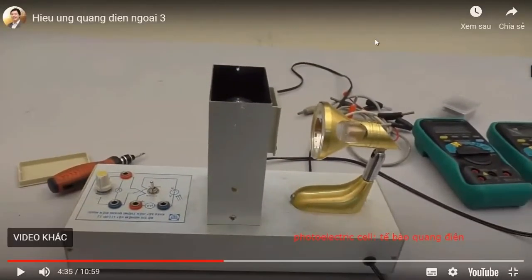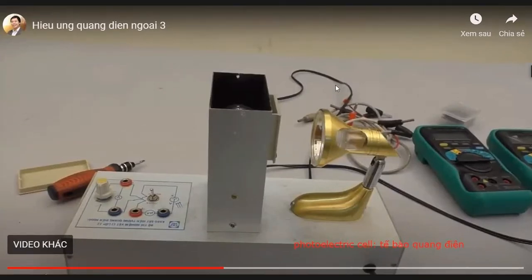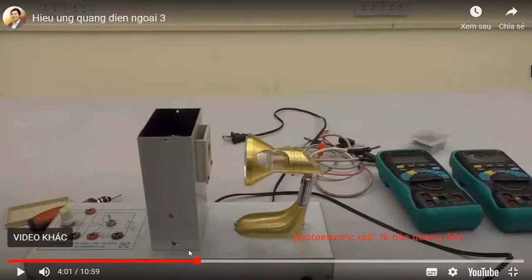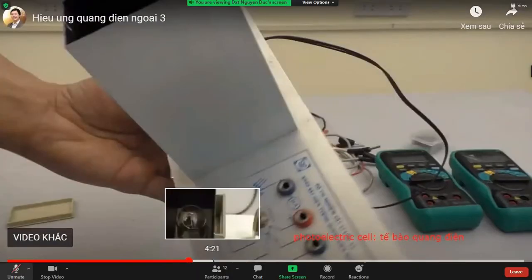Okay, so this is our photoelectric cell. So I want one of you to describe that photoelectric cell as detailed as you can. So anyone volunteer?